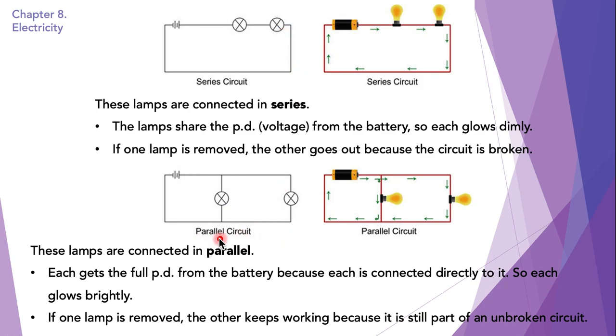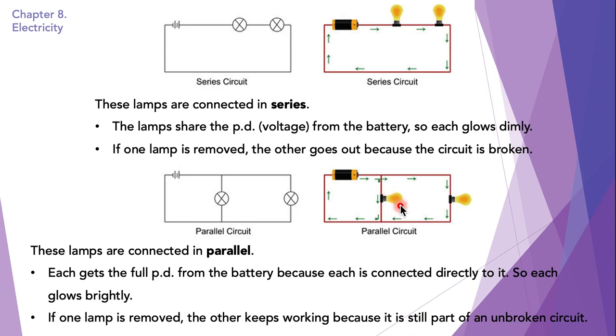But these lamps are connected in parallel here. In this circuit, you can see that both the lamps are at different positions. Because they're connected in parallel, each gets the full potential difference from the battery because each is connected directly to it. So each glows brightly. And if one lamp is removed, the other keeps working because it is still part of an unbroken circuit. You can see that the current from the battery goes over here and then comes over here and goes over here and comes over here.